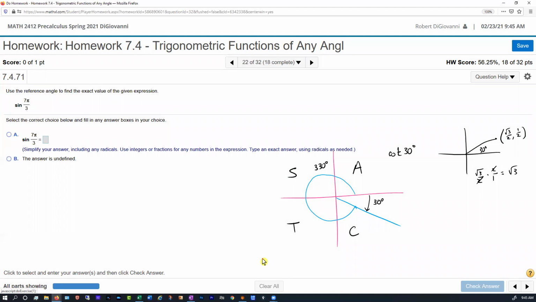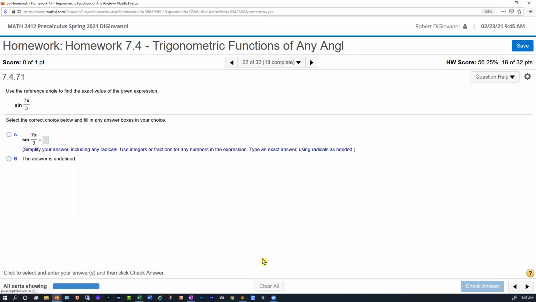All right. Use a reference angle, clear. All right, 7π/3. Let's figure out where we are. I'm going to count by π/3s. Here's π/3, 2π/3, 3π/3, 4π/3, 5π/3, 6π/3, 7π/3. So that's where we are. But that reference angle there is just π/3 then. And so that point there is 1/2, √3/2.